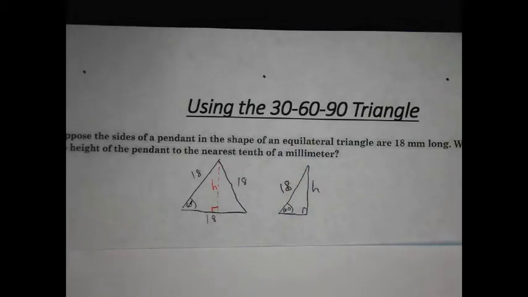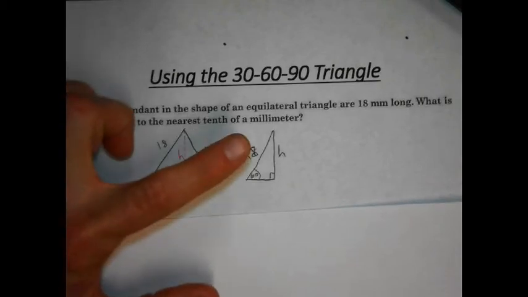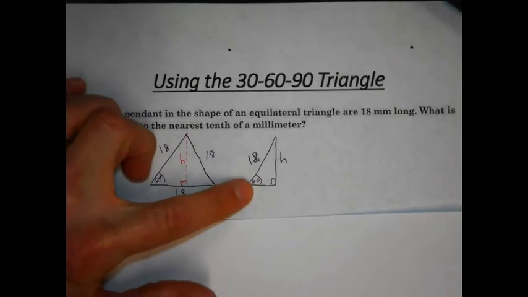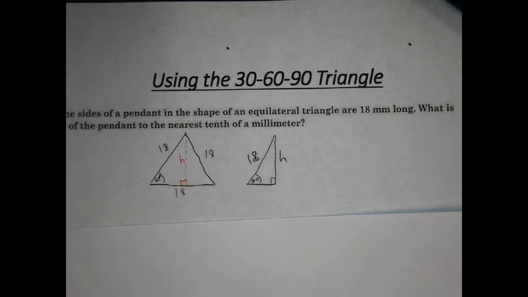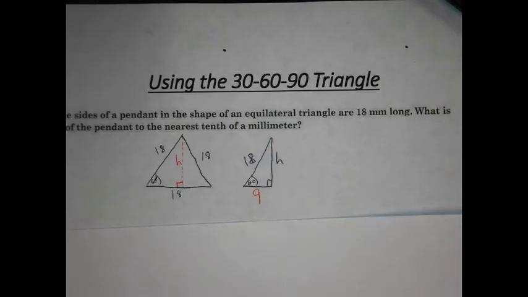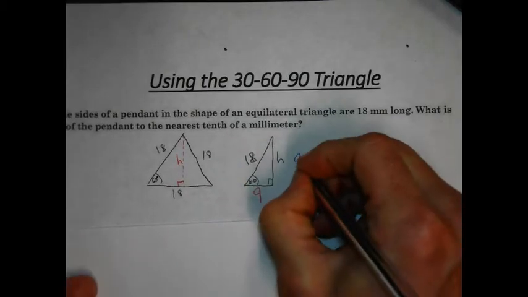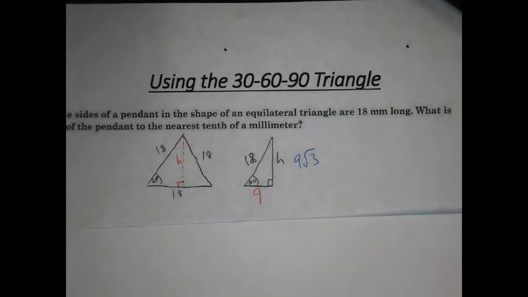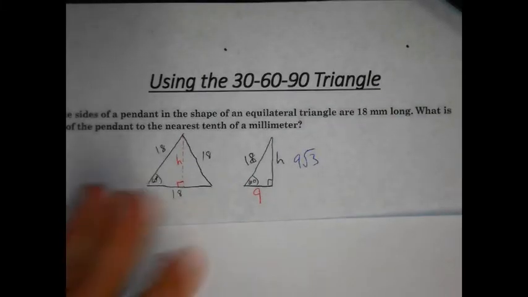Well, we can go pretty quick, because if we know the hypotenuse, we know the short leg. The hypotenuse is 18. What's the short leg? 9. Very good. And if the short leg is 9, what's the long leg? 9 square root of 3. We know that. But that's not the answer, so be careful.